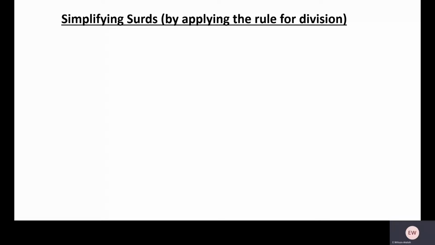Hello everyone, welcome to today's lesson on simplifying surds by applying the rule for division. In our first lesson on simplifying surds, we looked at how we can apply the multiplication rule to solve problems. And we said if you have root A times root B, this is the same as root AB.